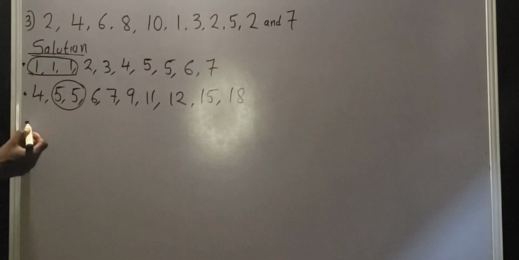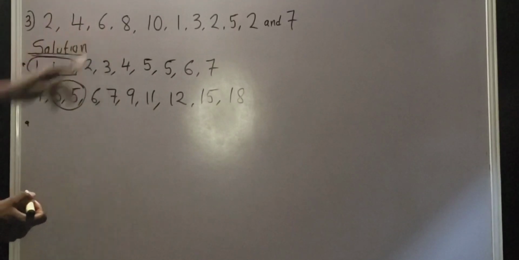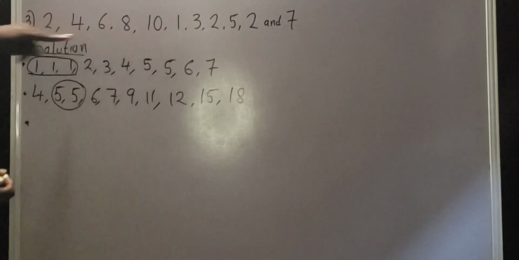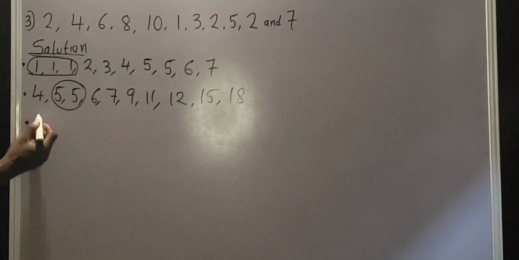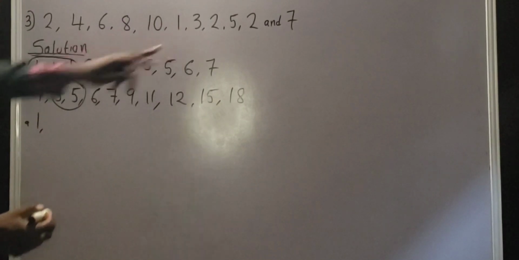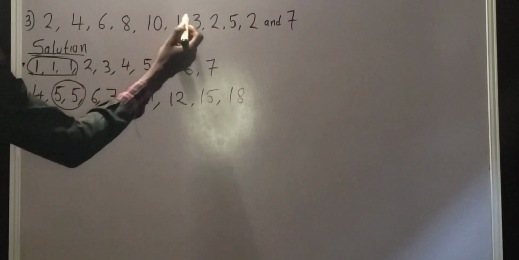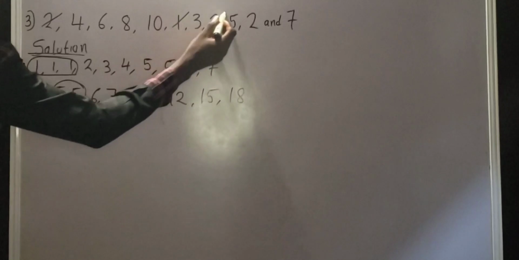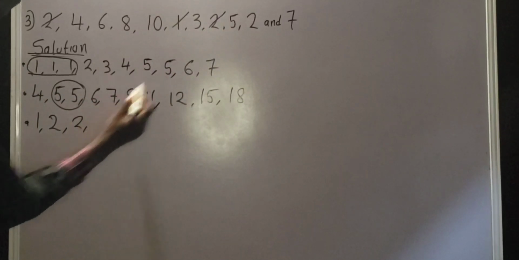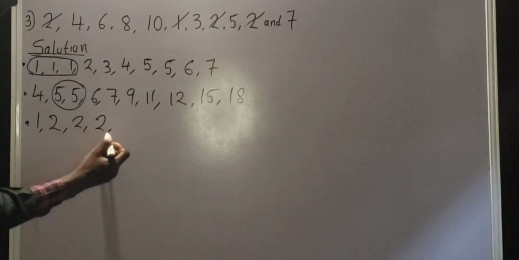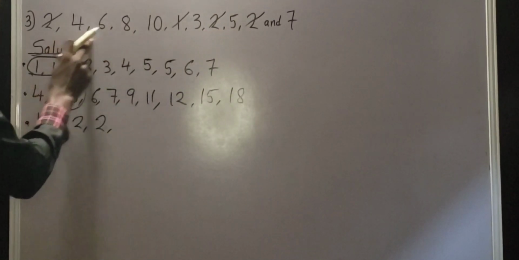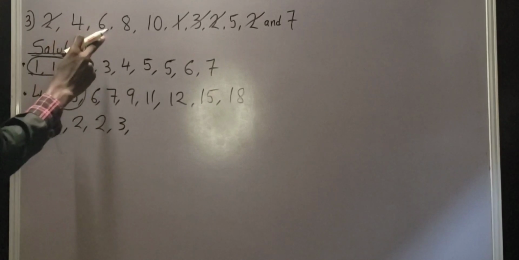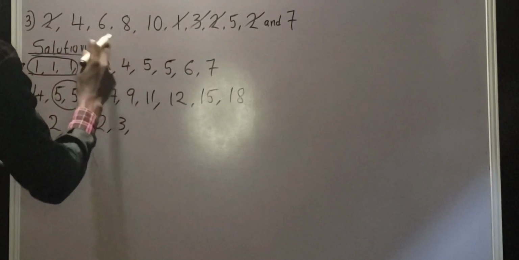Question number 3. Find the mode of this data set. Let us first arrange this data set in an ascending order. The least number among this data set is what? 1. So I'm going to have 1, followed by another 1, followed by 2, followed by 2, followed by 2. Okay. After that, I have 3, followed by 3, 3, then 4.